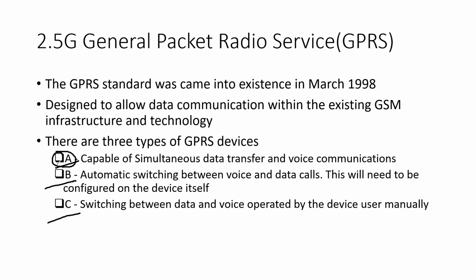And GPRS device B is capable of handling either data or voice. So whichever is actually required will be configured on the device itself. If your device is configured to give the priority to voice, then automatically when a call comes to you, your internet will be interrupted. And if your device gives more importance to your internet, then whenever you are using internet at that time, you will not get any call.